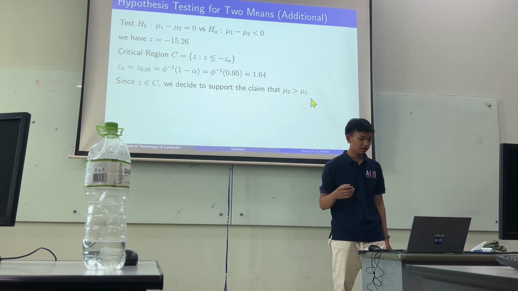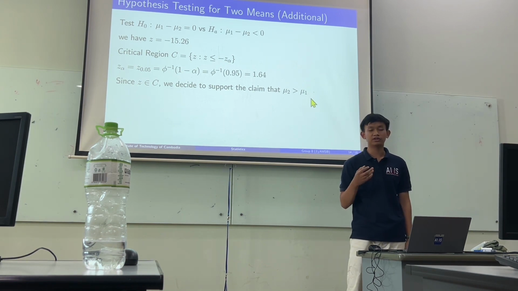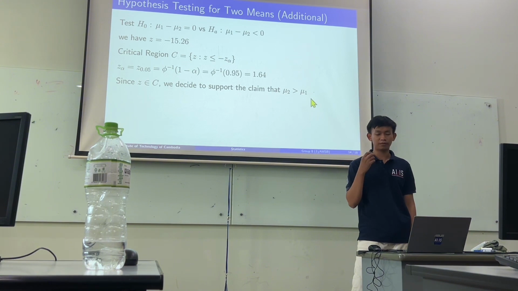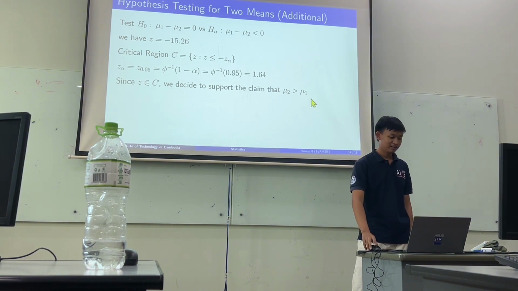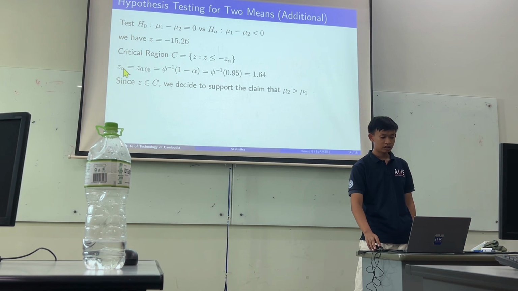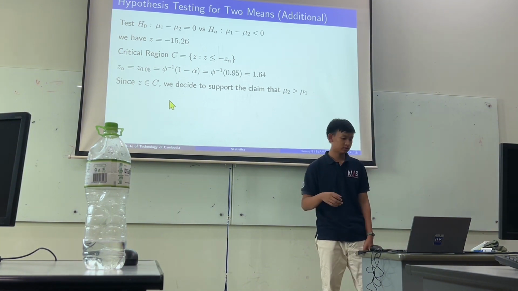The next one is, we know that mu1 and mu2 are different from each other, but we don't know which one is greater or smaller, so we will be using another hypothesis test. We have the z that we got earlier, and the critical region for this one-tail test is this, and for this alpha we got 1.64. So since z is in the critical region, we can say that mu2 is greater than mu1.